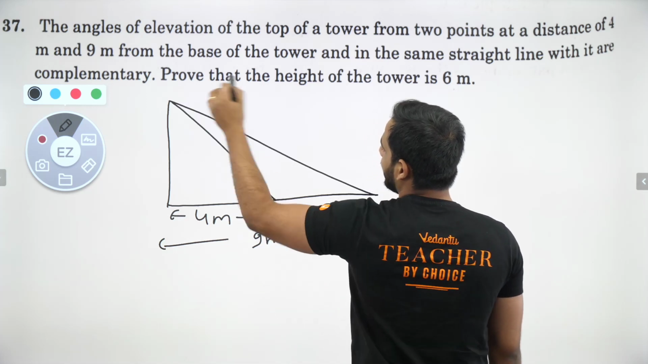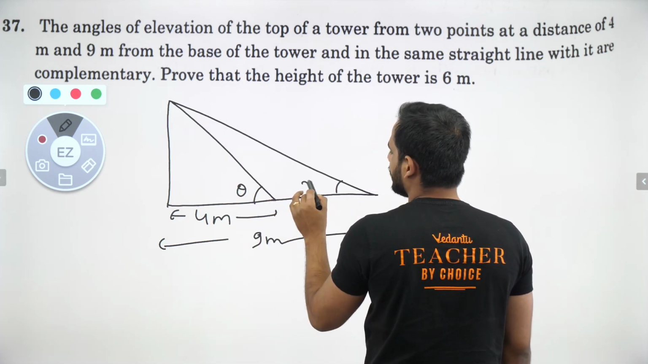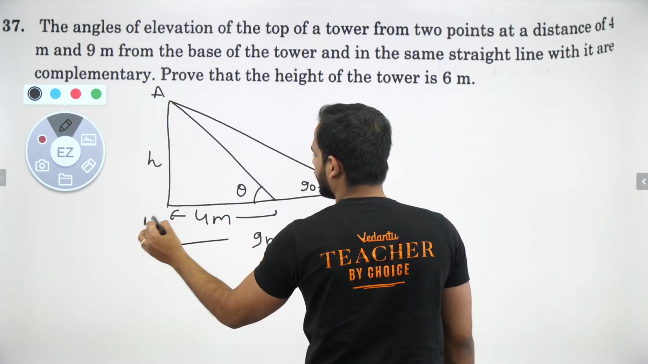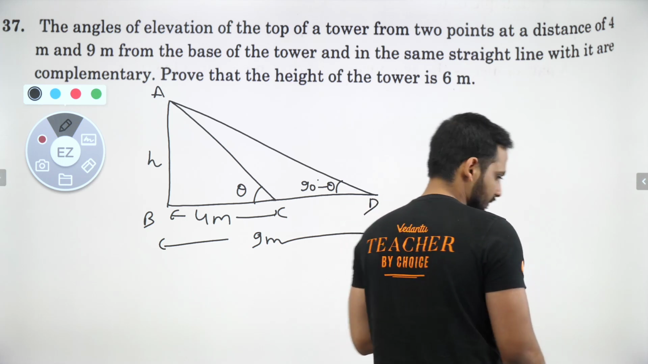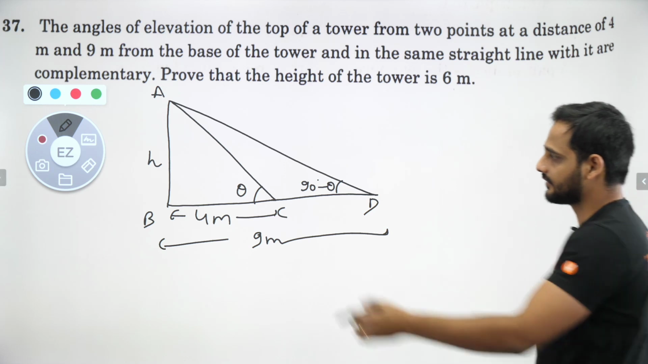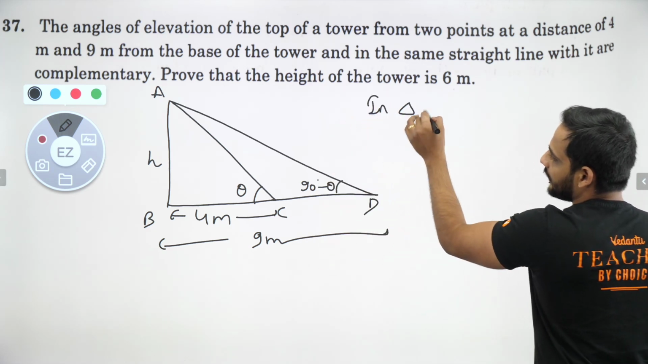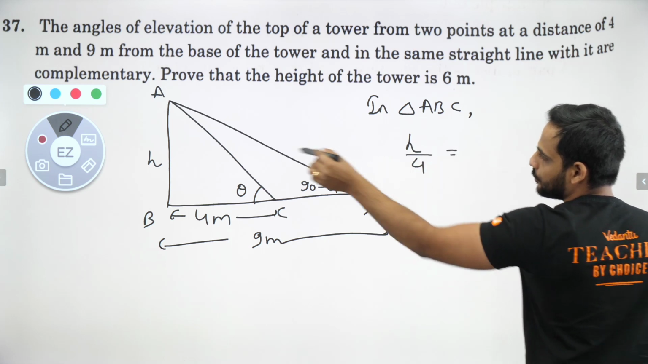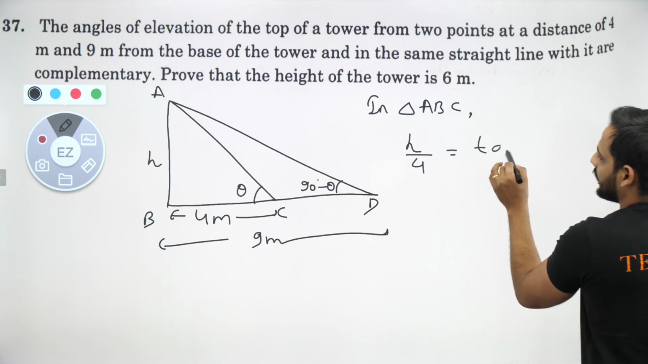Okay, and the angles are complementary. So if it is theta, it will become 90 minus theta. Let's say it is equal to H, A B C D. Okay, take any one triangle. Suppose you start with triangle ABC. In triangle ABC, you will say h by 4 is equal to perpendicular upon base, which is tan theta.